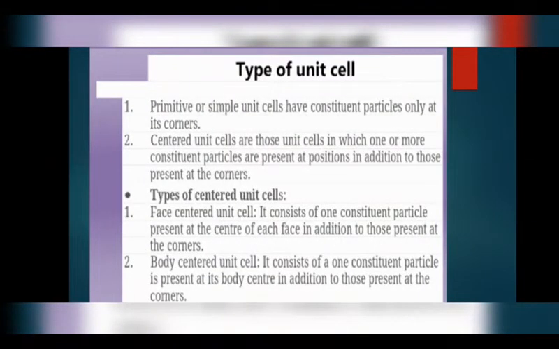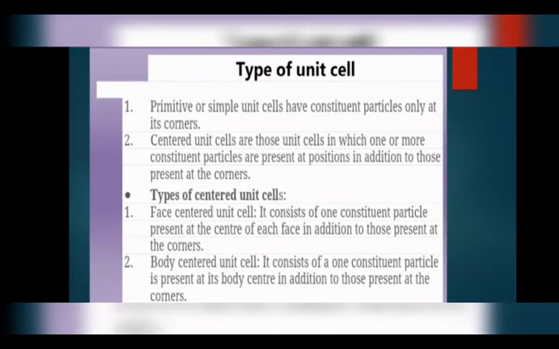Now have a look at the types of unit cell. First one is primitive or the simple unit cell, which has constituent particles only at its corners. Second, centered unit cells are those unit cells in which one or more constituent particles are present at positions in addition to those present at the corners. Now, types of centered unit cells.